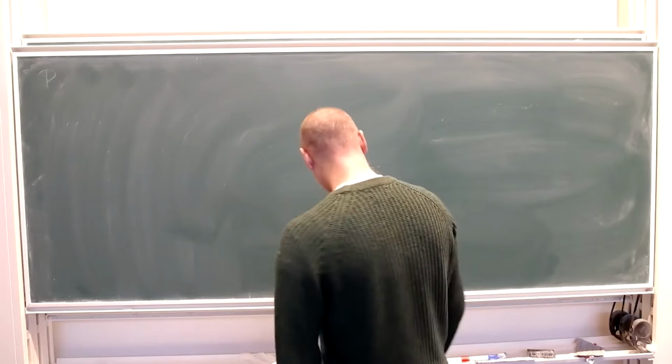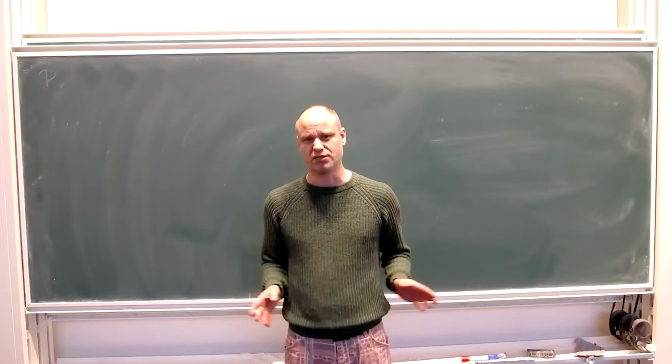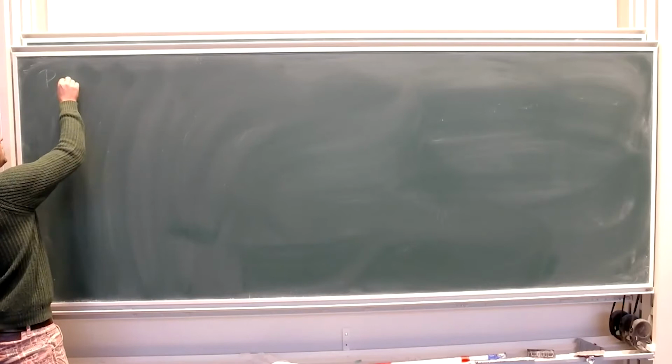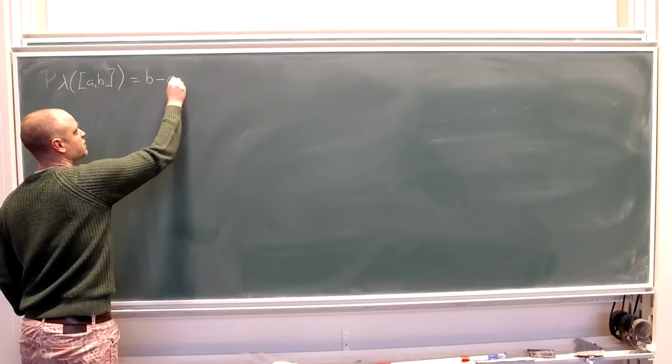Where did this all start? We wanted to measure the size of sets, okay? And we have established so far with this Banach-Tarski paradox that we won't be able to measure the size of any given set. And if you think of the Riemann integral, the only set we actually know the length of, it's called lambda, the length of something. So if we have an interval from A to B, we know that the length is B minus A. So this is what we want.